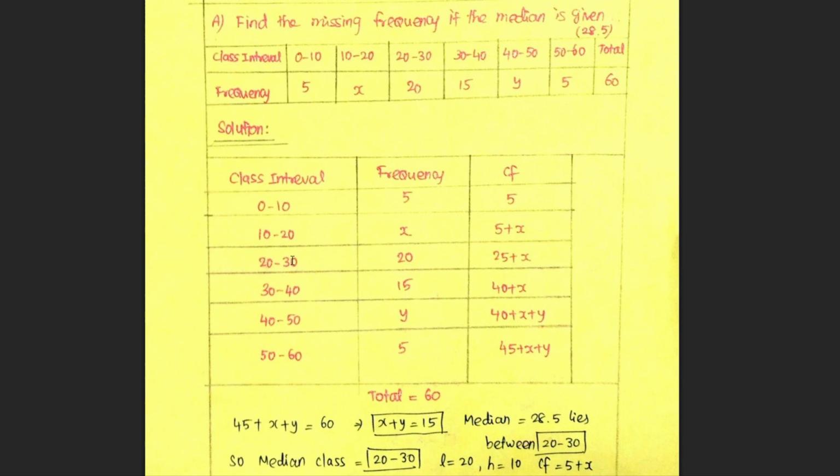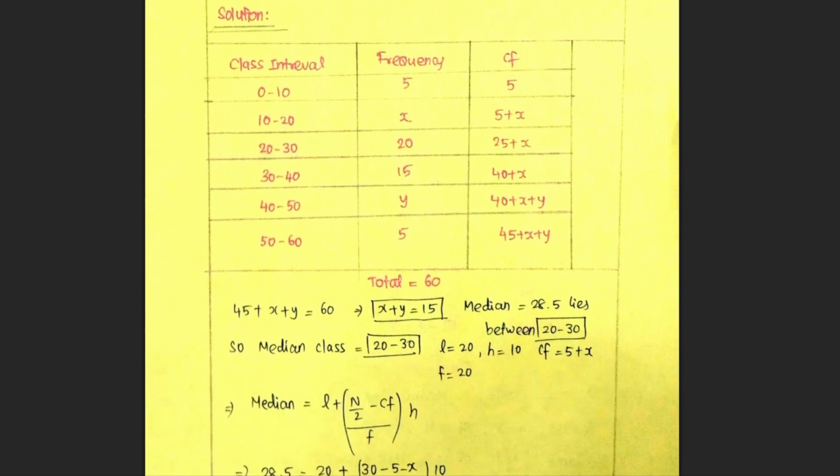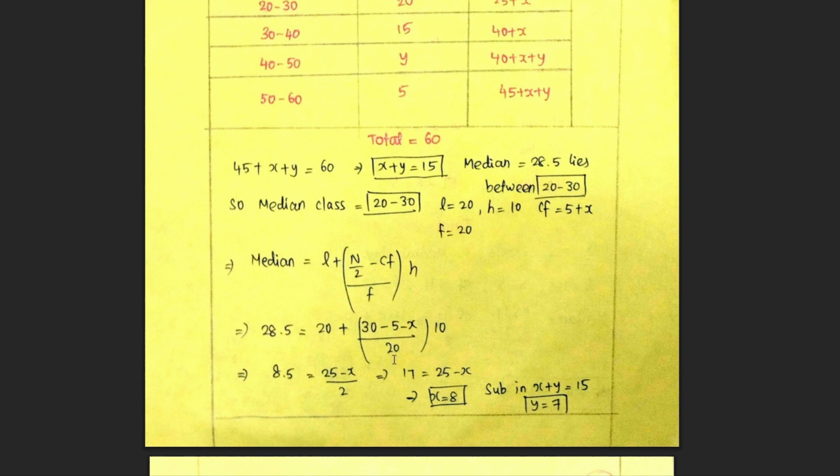So easily you can say that this is your median class, and after confirming the median class you can know the L value, which is 20, H value is 10, F is 20 frequency, and the cumulative frequency, as I told, you have to go one value before this and check for the CF. So CF should be 5 plus x. Apply all these things in the formula. You simplify this, you bring 20 to that side, it gives you 8.5. You cross multiply this, you get 17. So 17 equals 25 minus x. You find x is 8 and then substitute it in this equation. So you get y is 7.